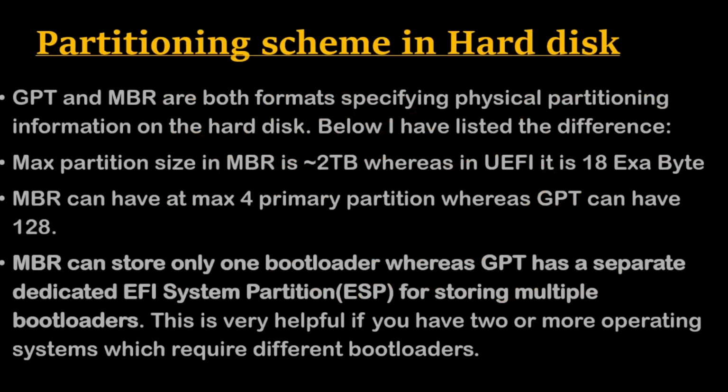Okay. Here also you can see the same thing which I told you. GPT and MBR both specify the format of physical partition information on the hard disk, and the maximum partition size in MBR is 2 TB. In UEFI it is 18 exabytes. MBR can have four primary partitions. GPT can have 128. MBR can store only one bootloader. GPT has a separate dedicated UEFI system partition. That means your backup bootloader is also available. So this is the same thing.